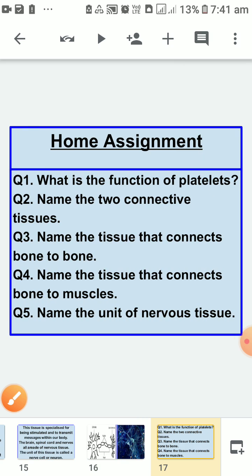Now at last I am giving a home assignment. Questions are: question number 1, what is the function of platelets? Name the two connective tissues. Name the tissue that connects bone to bone. Name the tissue that connects bone to muscles. And the last question is, name the unit of nervous tissue.